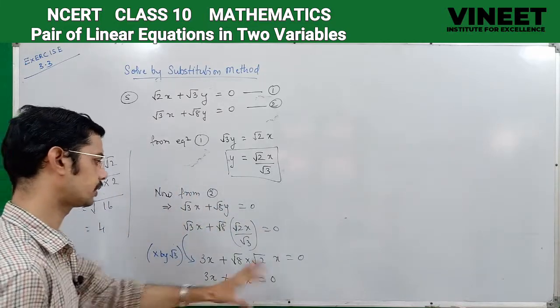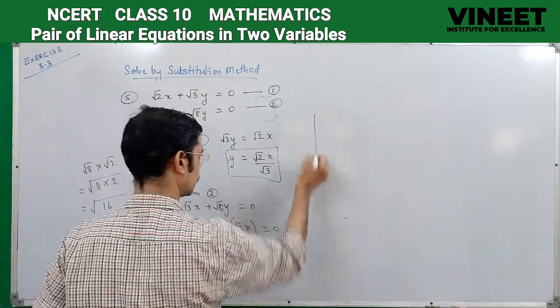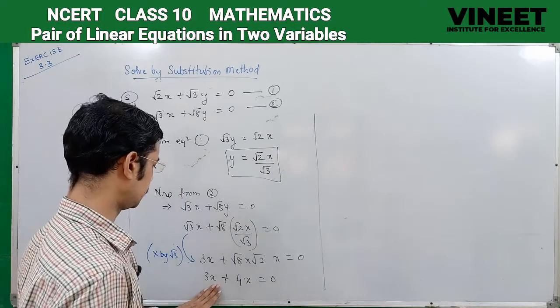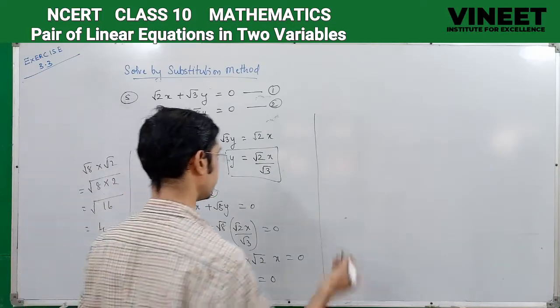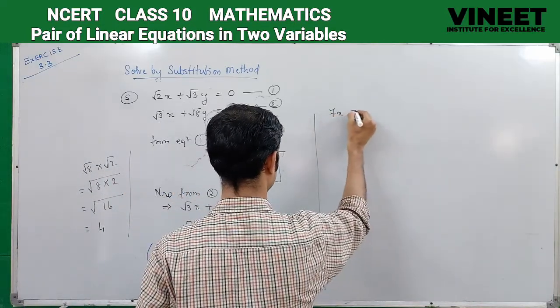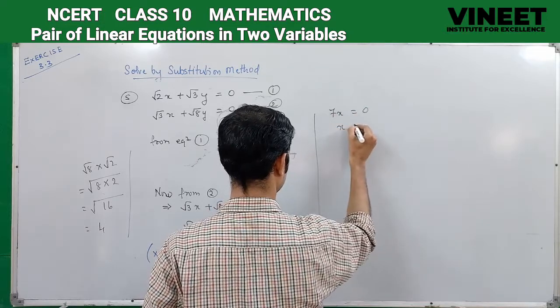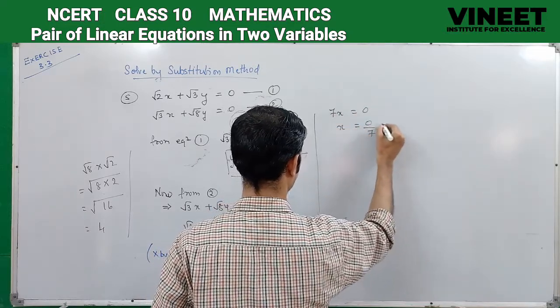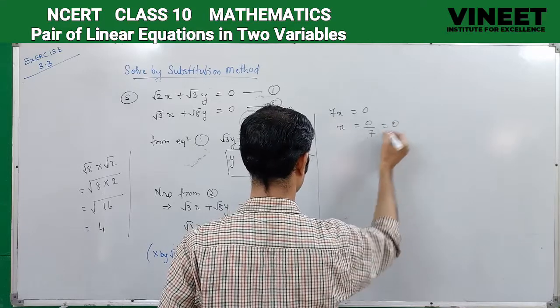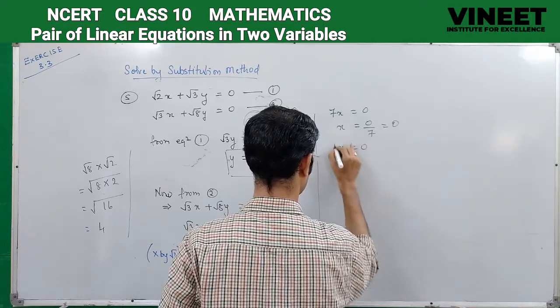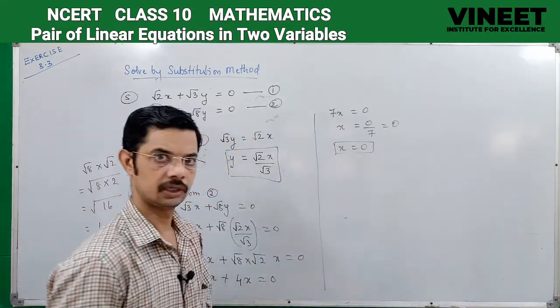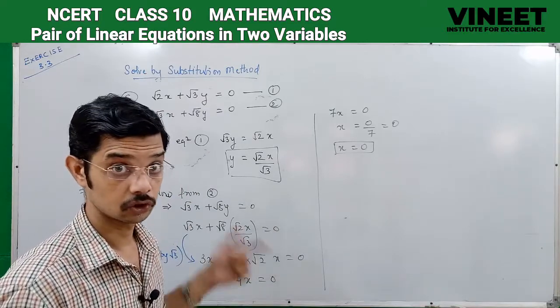So 3x plus 4x is equal to 0. So what can I get? I can get 3x plus 4x, and that is 7x. So we get 7x equal to 0, or x equal to 0 by 7, which is again equal to 0. Okay, so x equal to 0. As we have described, it is the origin. So x should be 0 and y should also be 0.